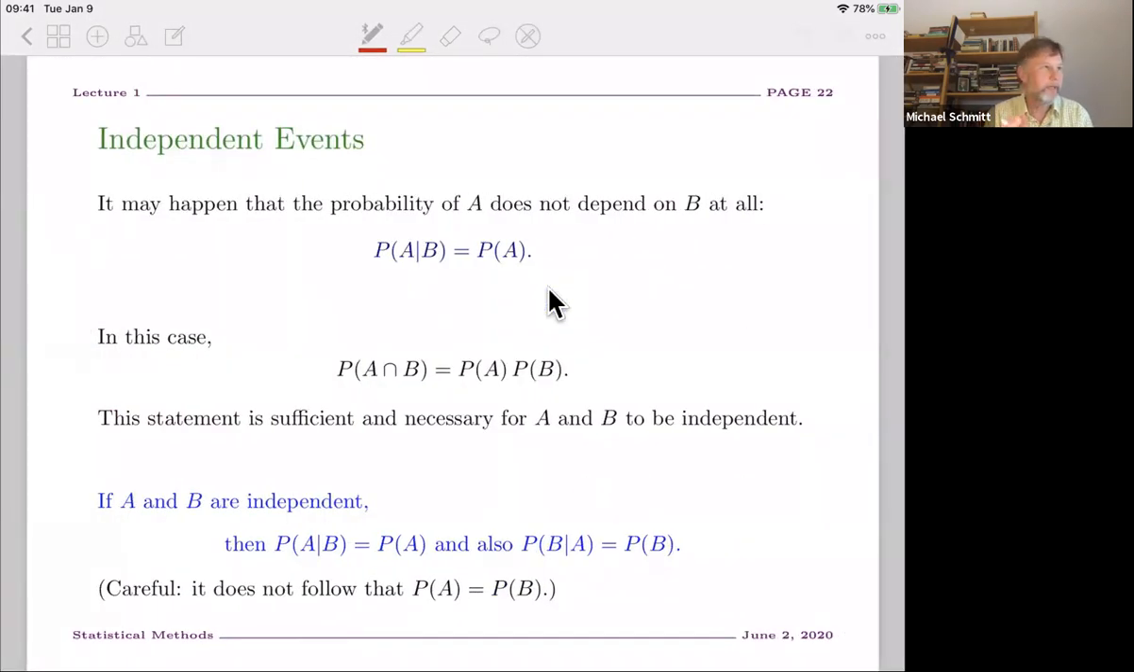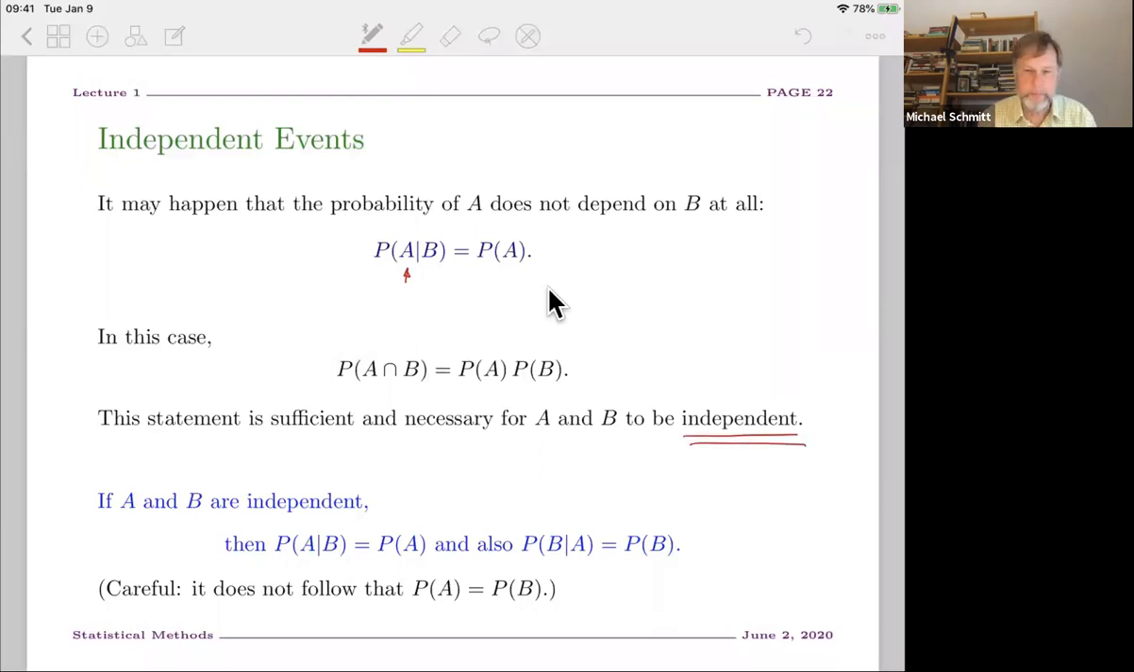Independent events have everything to do with conditional probabilities. It can happen that the probability to obtain event A is independent of B, right? It's just the probability of A. In that case, you can go back to the rule that we had: the probability of A intersect B is just the product of the probabilities. And this means that A and B are independent.